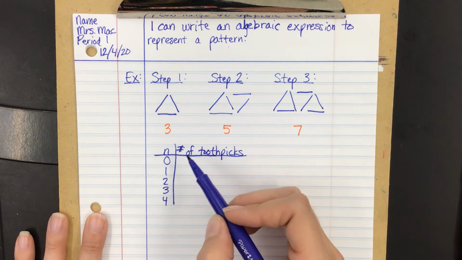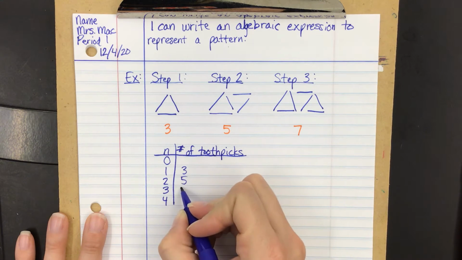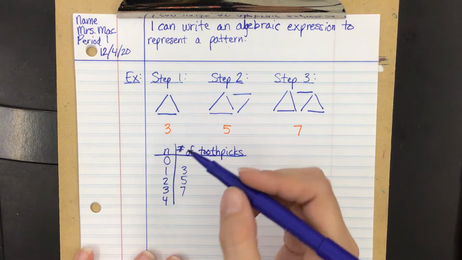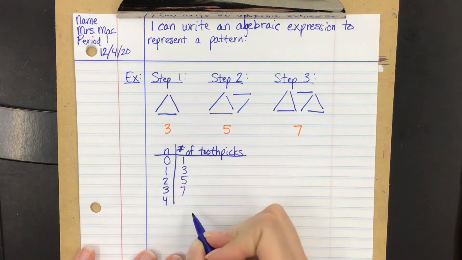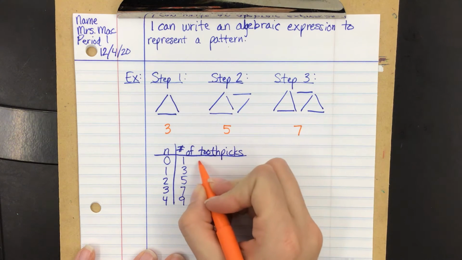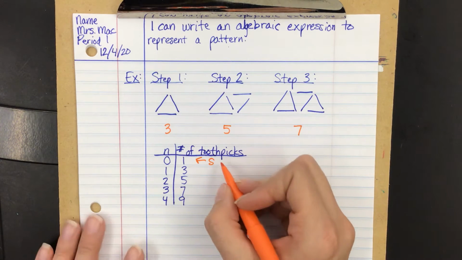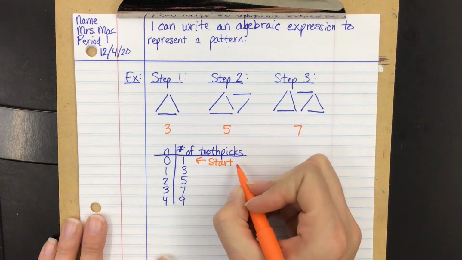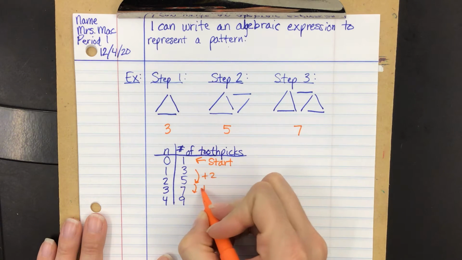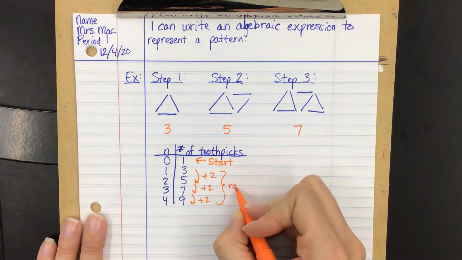So we know that step 1 was 3. Step 2 was 5. Step 3 was 7. So what would step 0 be? 1. Awesome. Okay, and then if we were to keep going, this would be 9. So this right here is your initial value or what you start with. And then what you're adding each time is your rate. So this right here would be considered your rate.